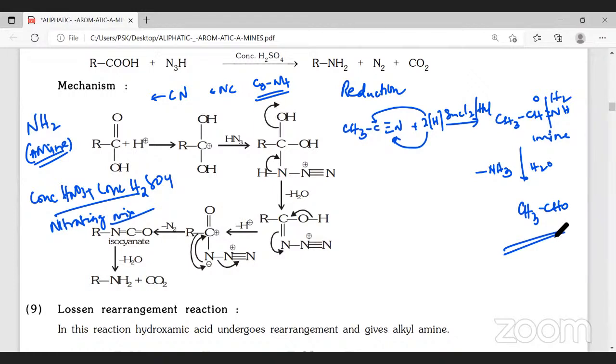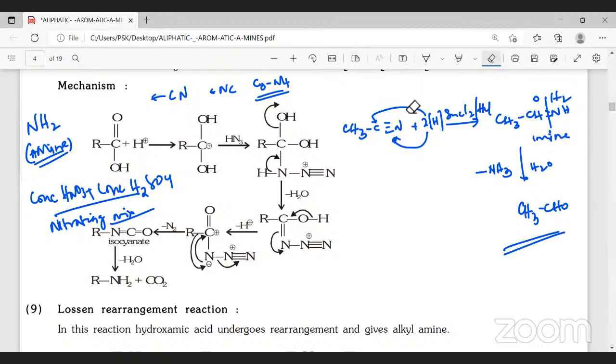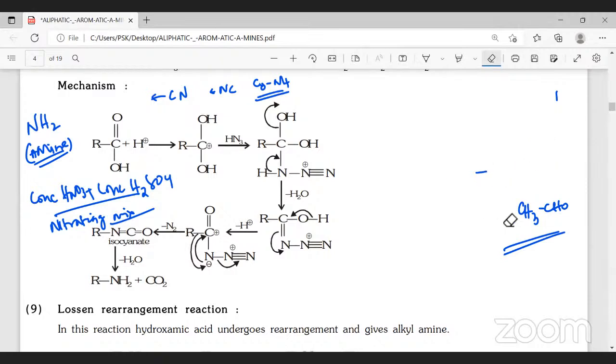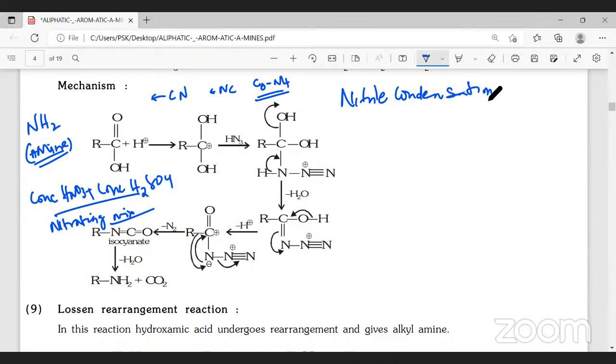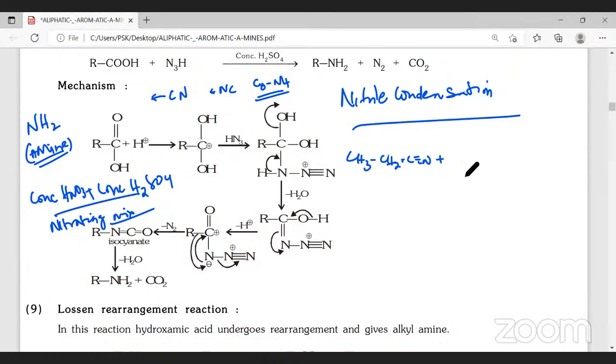Always aldehydes. Now the last chemical reaction in the topic cyanides is the nitrile condensation reaction. Then we'll go for isocyanides. So what is this nitrile condensation reaction? We will take a cyanide, and we will represent one more cyanide like this. The second molecule of the same compound: CH3CH2CN, CH3CH2CN. When you allow it to react with sodium in ether, it is called the nitrile condensation reaction.